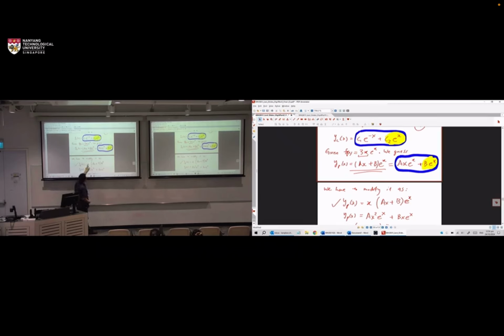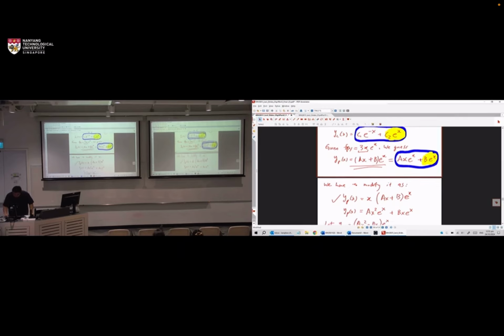So I multiply an x throughout, and then I expand it out with ax squared e^x plus bx e^x. And then you see any more overlap? Now no more overlap with your yc. Since there's no more overlap with your yc, you can start solving for the A and B coefficients.